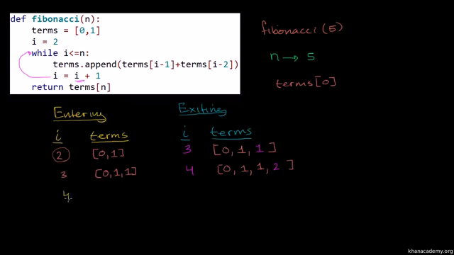Entering the loop now, I is equal to 4. I'll do that same orange color. Entering into the loop, I is equal to 4, and terms now has 4 elements in it: 0, 1, 1, and 2. And now 4 is still less than or equal to 5, so we do this, and we have to figure out what terms of I minus 1 is.